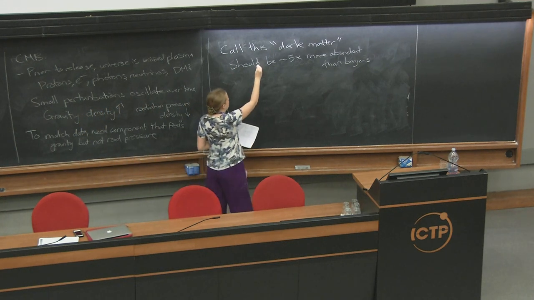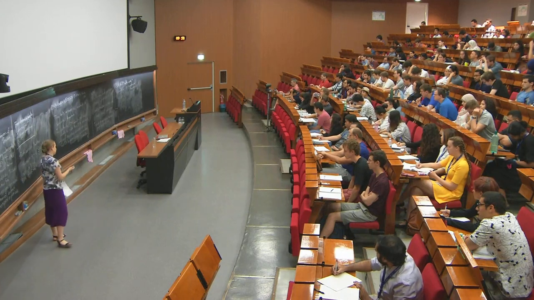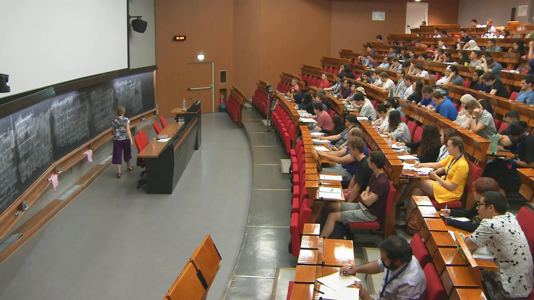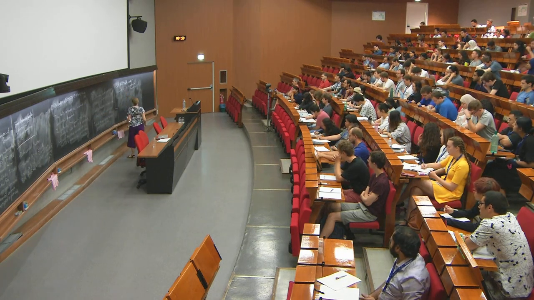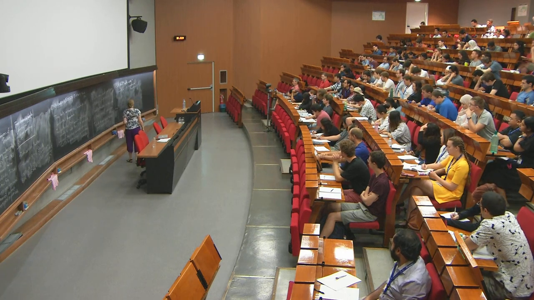I should say that BBN, Big Bang Nucleosynthesis, also gives us an independent prediction of what the baryon density should be, that agrees very well with the CMB. So in that sense, this is a consistent picture, but you appear to need some other component to get this right. So what does this tell us?